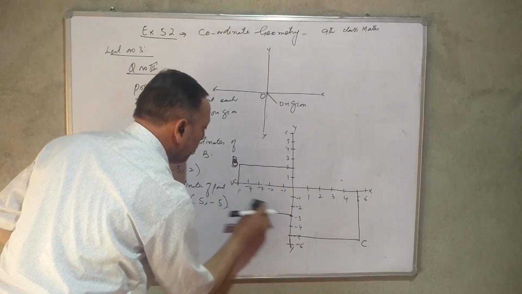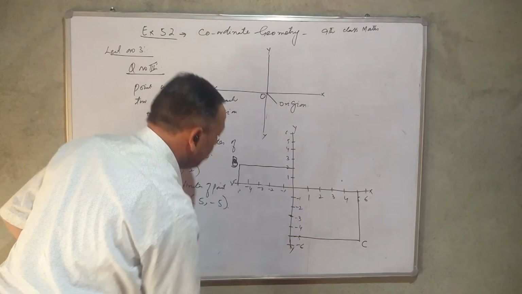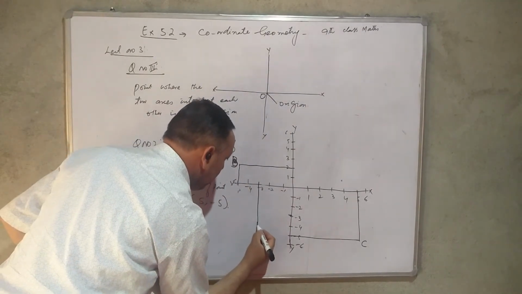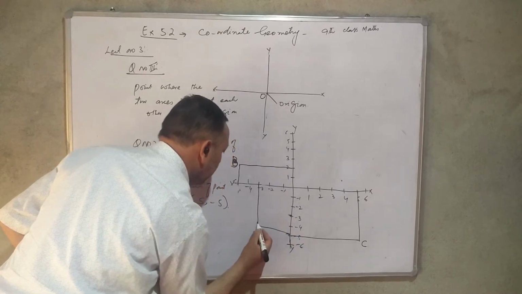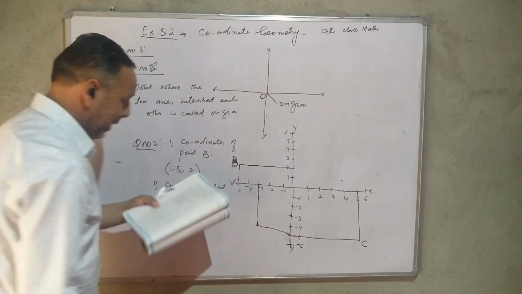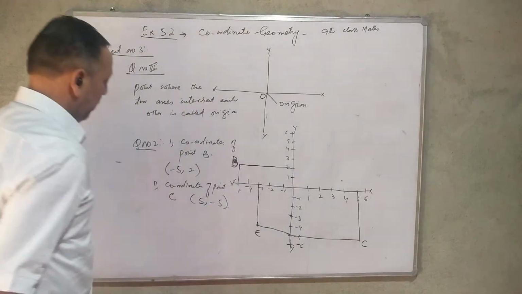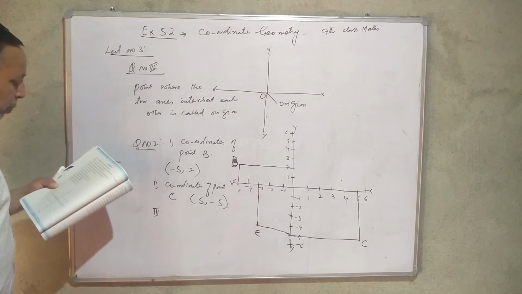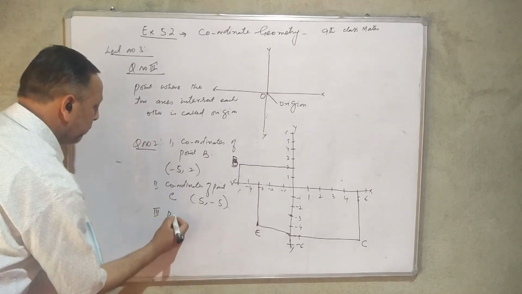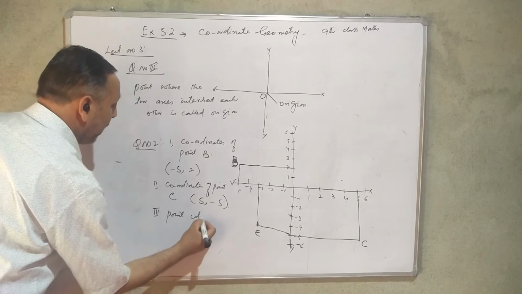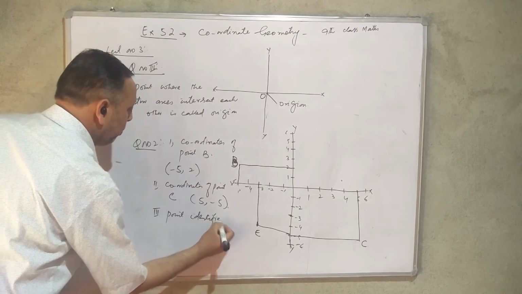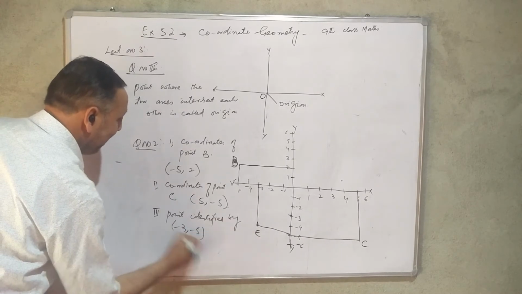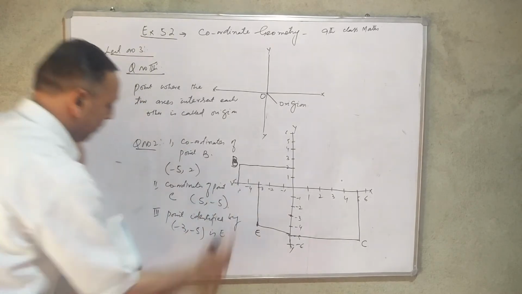This will be the point. The point identified by -3, -5 is point E. Third point.